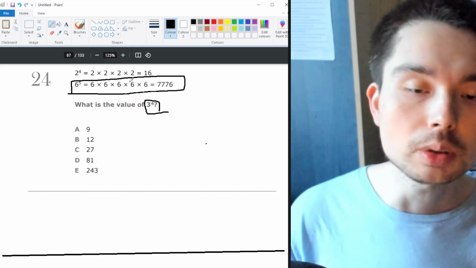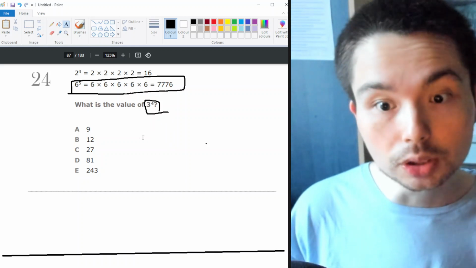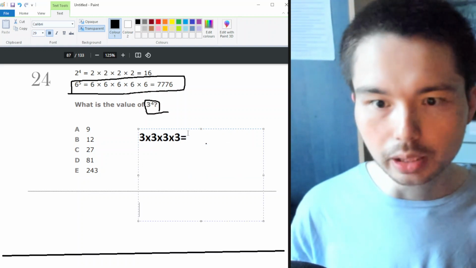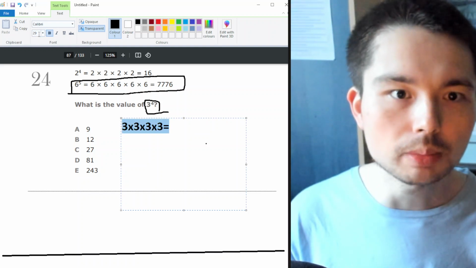6 to the power 5, what are they telling us? It's 6 times 6, 5 times. So if you look at 3 to the power 4, it's just this: 3, 3, 3, 3. Now I'm going to show you a brilliant way to look at this. Let me make the text a bit bigger. A bit too small, isn't it? But you guys can always zoom in if needed.